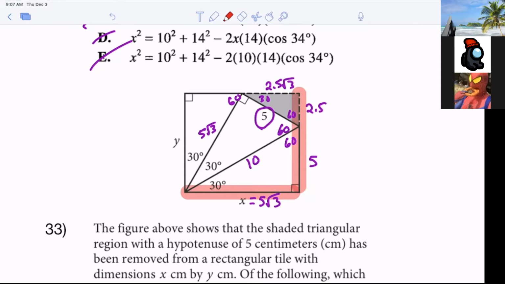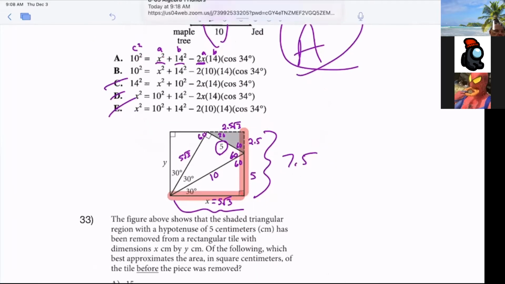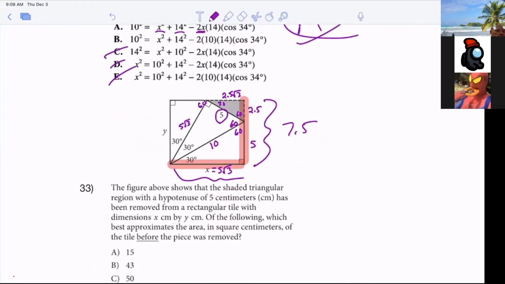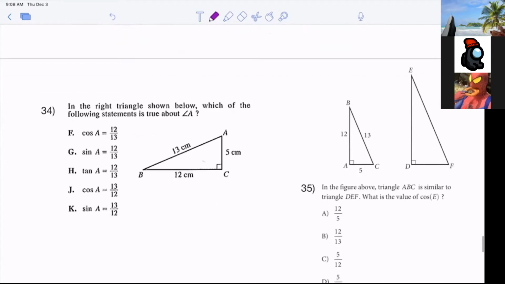Yes, so this length right here is 7.5. This length right here is 5 radical 3. So you're multiplying 7.5 times 5 radical 3. All right, multiply that, and what does that come out to be? There you have it. All right, here we go. 34.